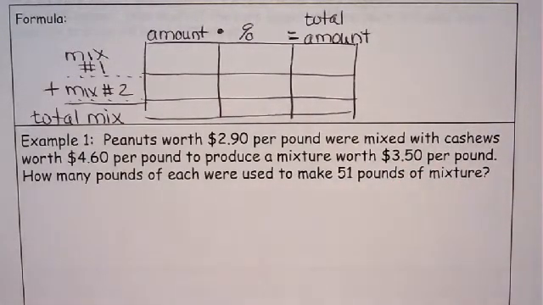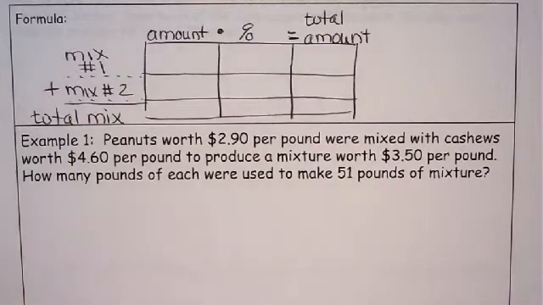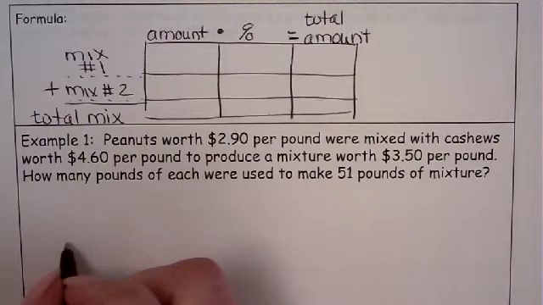And I also know that I'm going to have 51 pounds of this mixture. So how many pounds of peanuts will I really have? How many pounds of cashews will I need? That's the question. So let's start organizing our information. Let's make our 3x3 table.